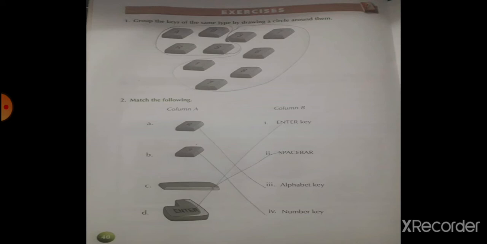C. This is the longest key, children. Which is the longest key on the keyboard? Space bar. So match it with space bar key. And D. This is enter key. Enter is written on it. So match it with enter key.